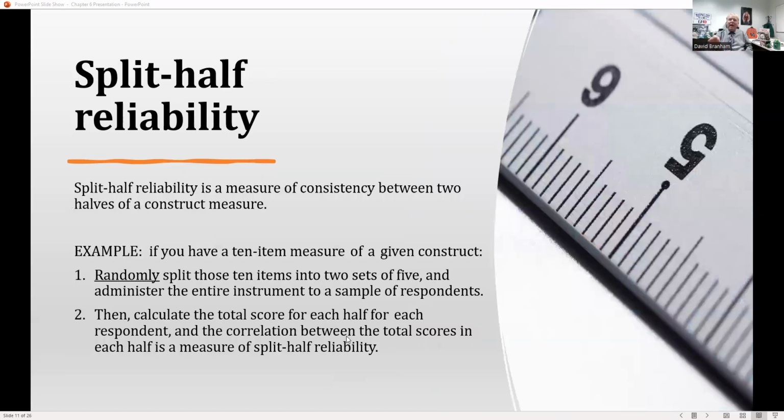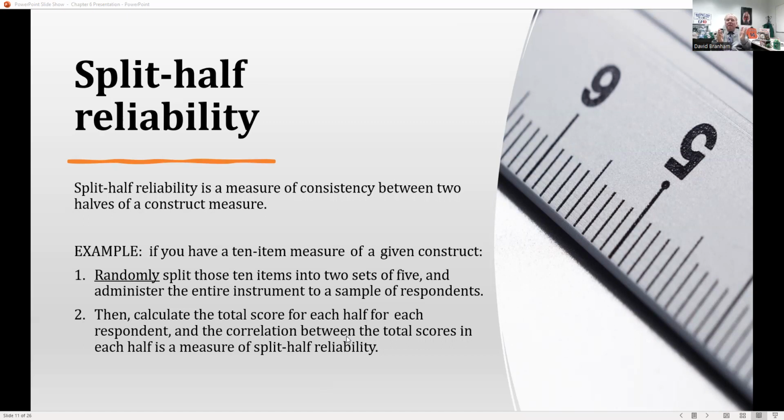Now, split half reliability is pretty close to the same thing. It's just that split half reliability is a measure of the consistency between 2 halves of a measure. For instance, if you're measuring intelligence, you might split the test in half. If you have a 10-item measure for a given construct, you randomly split those questions into two tests. You give one test, but then you randomly split it into two tests. And the expectation is that those two scores should be the same if you have a reliable test.